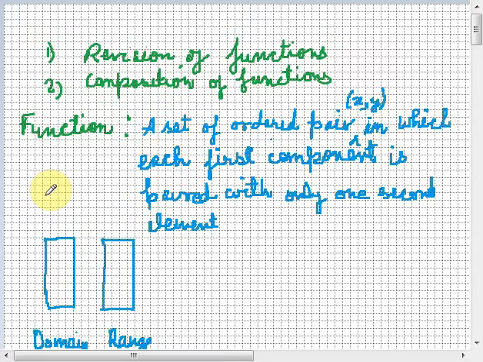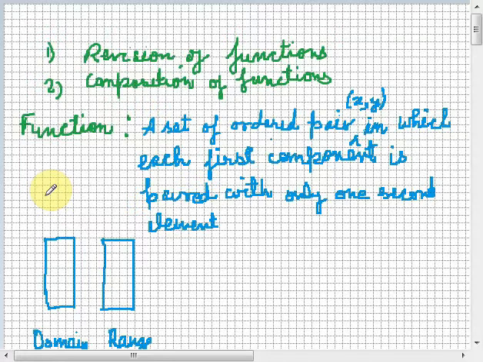Welcome back. The agenda for today is the revision of functions, and we will study composition of functions. In an earlier chapter, we defined a function as a set of ordered pairs in which each first component is paired with only one second element, and we solved some problems in the problem section of that chapter.